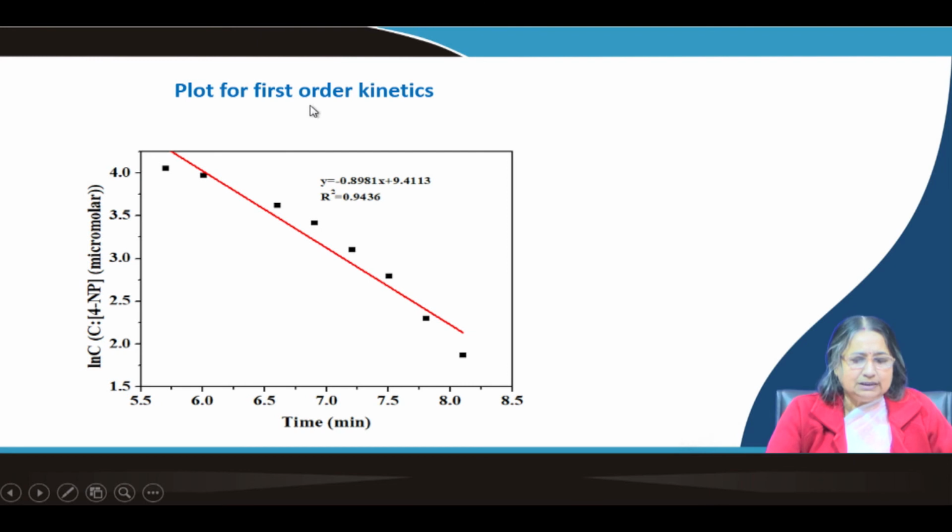You see here first order curves, we know that we have to plot LNC versus time. Okay. So, same data set, but we are plotting LNC versus time. So, you see here it is not a linear curve, it is not following linearity, 0.94 is the correlation coefficient. So, it is not linear, that means it is not following first order reaction. Okay. That means our nitrophenolate reduction is not following first order reaction.